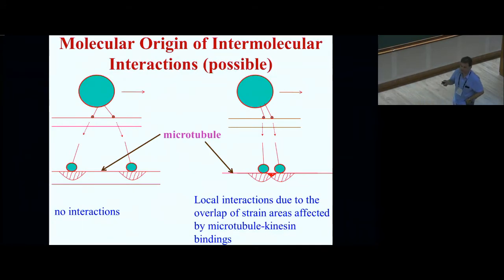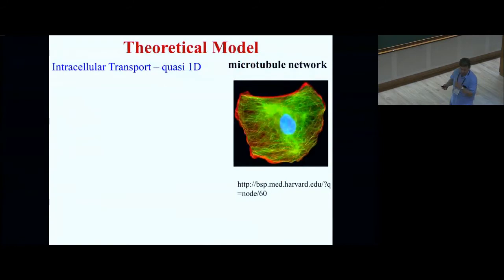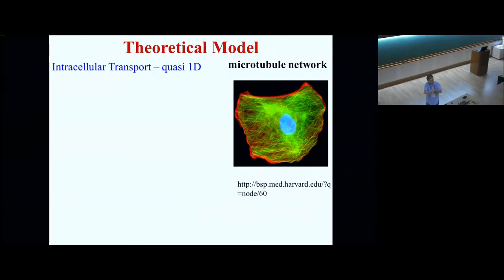Whatever the source of this effective interaction, we want to understand its role in the dynamics of molecular motors. Eventually, as I said, we want to understand the transport in cells. And first, if you look at cells, you understand it's very complex. When two motors sit next to each other on a microtubule, there is some kind of effective interaction between them. I don't know the source of it.